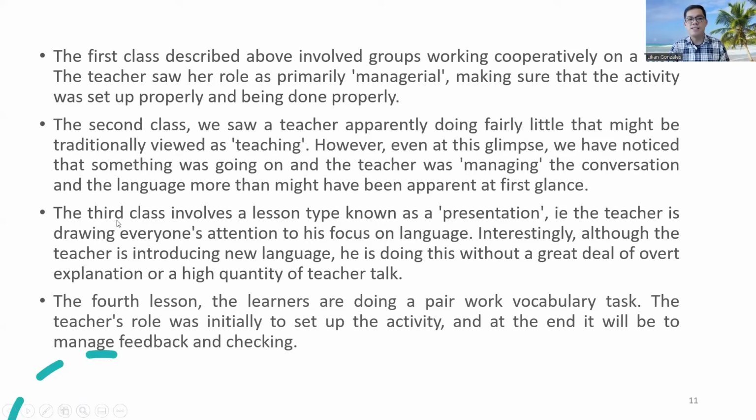The third class, Lee, involves a lesson type known as presentation. The teacher is drawing everyone's attention to his focus on language. Interestingly, the teacher is introducing new language. He's doing this without a great deal of explicit explanation.